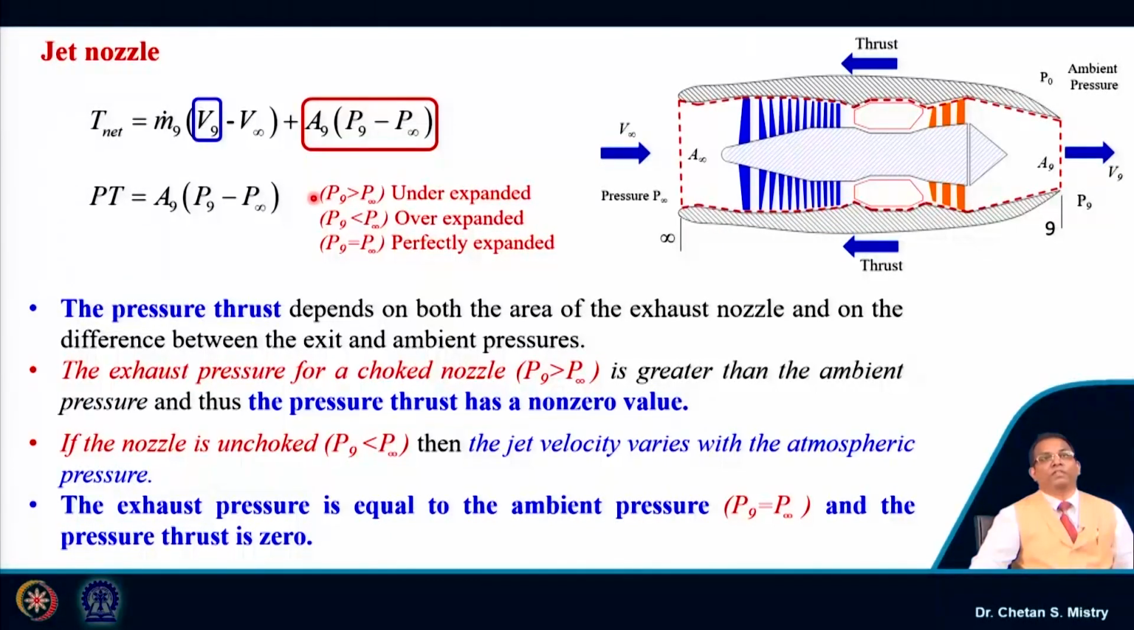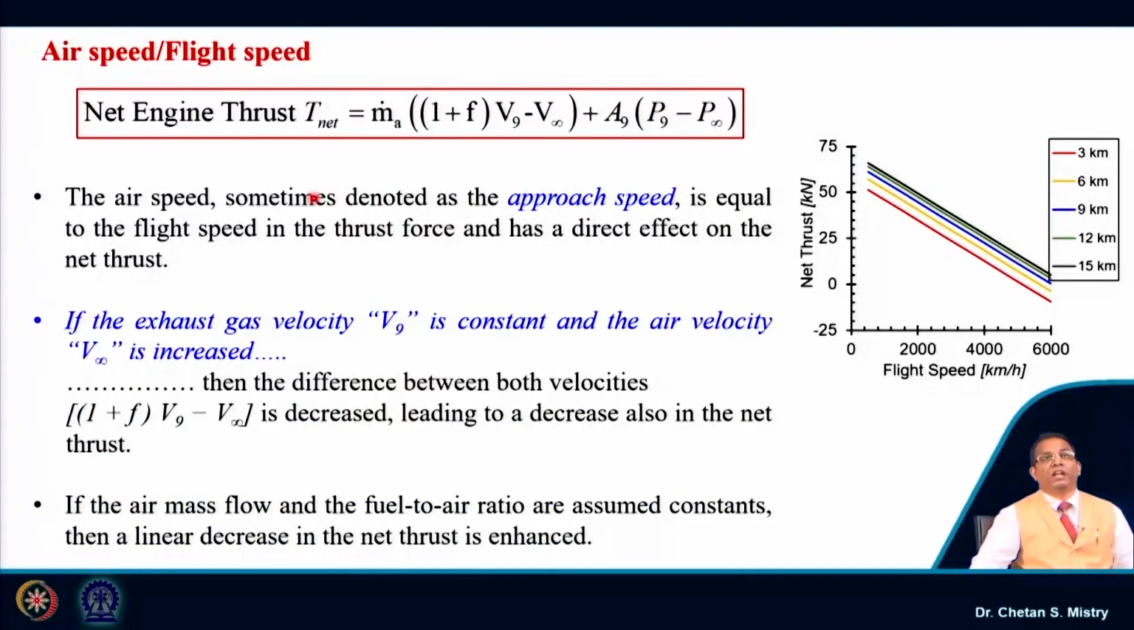Now, after this, if we look at the next parameter, what we have is my air speed or flight speed. This is nothing but the speed at which air is approaching the engine; we can say it is the approach speed, which is equal to the flight speed.